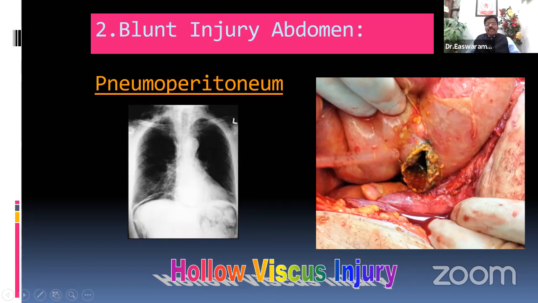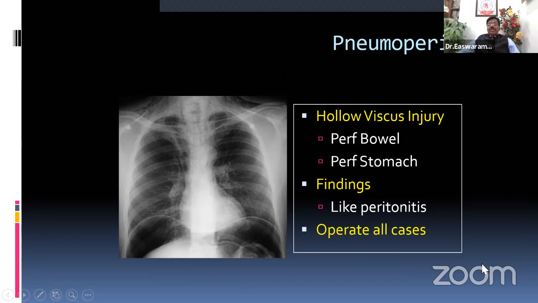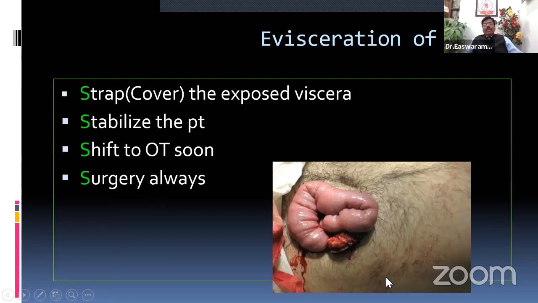The next important thing is, as I said, a burst injury or a blunt injury can cause a pneumoperitoneum because of enteric perforation. Either small bowel, stomach, or rarely even the large bowel can go for a perforation. So hollow viscus perforation can give rise to a large pneumoperitoneum like this. CT is better, ultrasound is of no use, and if there is a pneumoperitoneum, don't wait any longer, immediately operate.